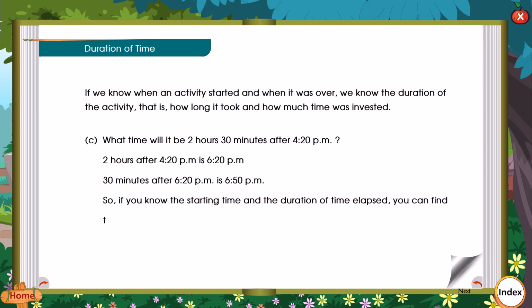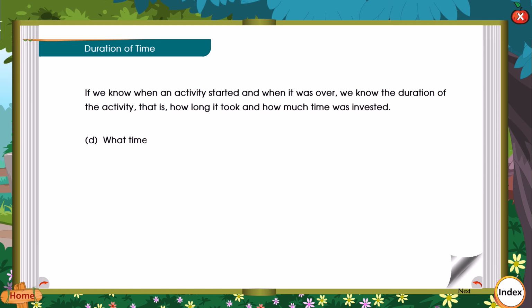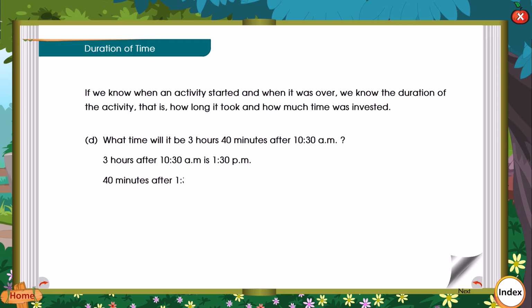D. What time will it be 3 hours 40 minutes after 10:30 a.m.? 3 hours after 10:30 a.m. is 1:30 p.m. 40 minutes after 1:30 p.m. is 2:10 p.m.